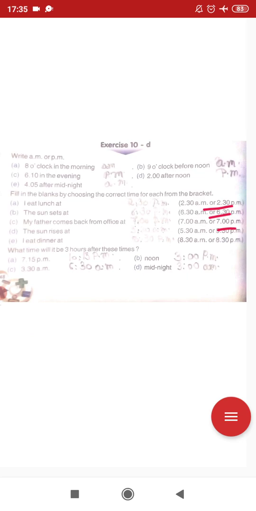Now D, the sun rises at 5:30 am. That is the answer. 5:30 am means in the morning. Now E, I eat dinner. Dinner means the dish or the food taken at night. So here your answer is 8:30 p.m., not am. 8:30 am means the morning. 8:30 p.m. means night, and you know dinner is usually taken at night.